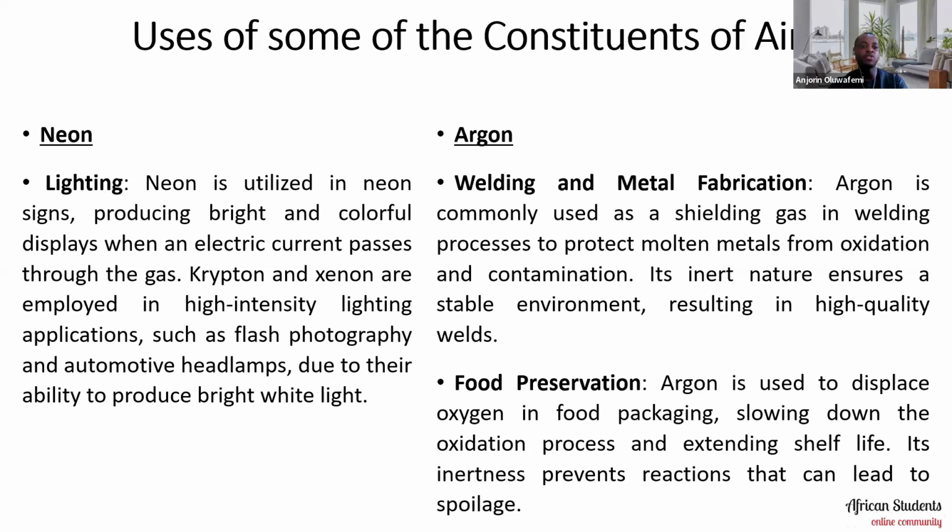Okay. We also have neon, krypton, and argon. Argon is used in welding and metal fabrication, majorly because of its inert nature, which enables it to feature as a useful component for welding and metal fabrication. It's also used in food preservation, and the major reason is that it can create an inert environment, and this prevents reactions that can lead to spoilage. Okay, all right. So those are the uses of some of the constituents of air.